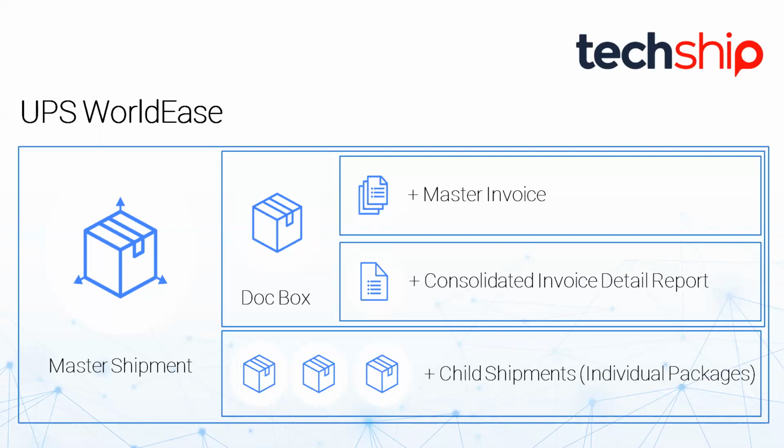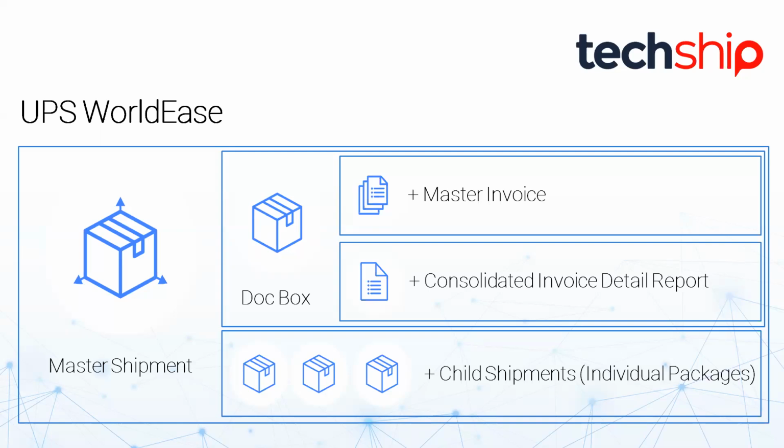Okay. And then there's another part of it, which is the doc box. Okay. The doc box serves the purpose of containing just documents related to this consolidated shipment. Okay. This includes a master invoice for the whole shipment and also a consolidated invoice detail report of everything that's within it. So the structure, as you can see, is quite unusual based on a regular flow and will require a two-step process when you're handling orders via UPS WorldEase.